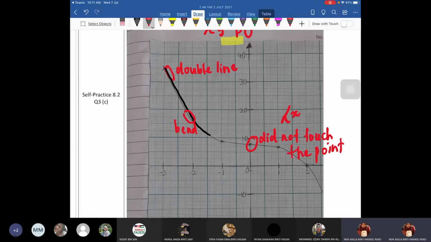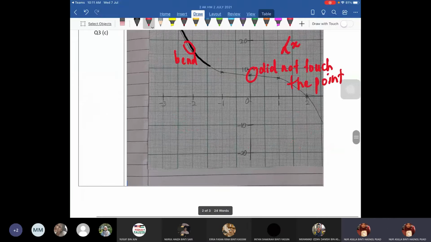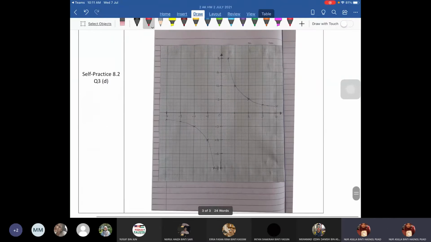Okay, so you have your graph in your textbook, in your exercise book. Kamu jadi cikgu, cuba kamu tengok. Line kamu tu berhak ke dapat full marks? Okay. Alright. So, ini graf yang seterusnya.